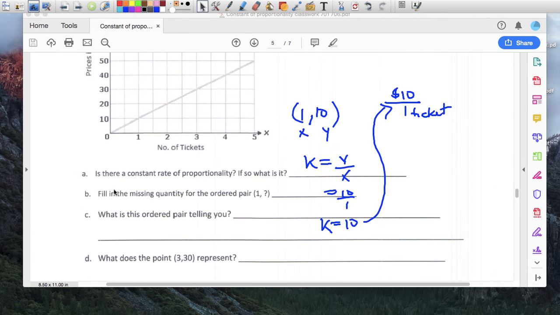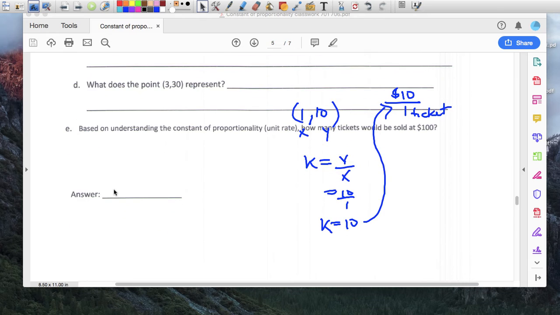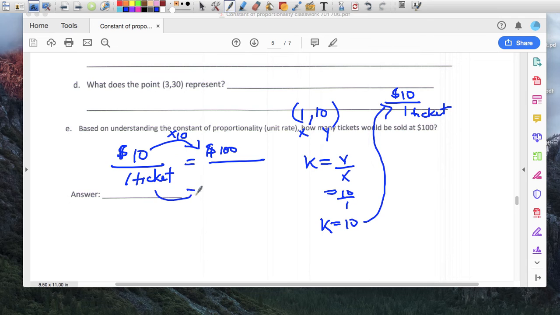Well, this one is not that difficult. You can definitely set up your proportion, so you can use your unit rate. I know this question is simple, but use your unit rate and set up a proportion. And over here, you write 100, and you can definitely find a relationship: times 10, times 10. So that gets you 10 tickets. Okay.